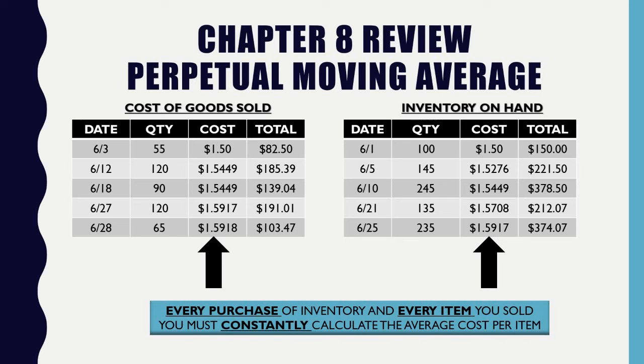Where this time, with moving average, we don't care about what batch came first or what batch came last. All we care about is calculating the average cost per item. So every time we purchase something, we need to calculate an average cost because we need to tally up our totals. And the same thing with our cost of goods sold, we're constantly figuring out what that average cost per item is. Okay?